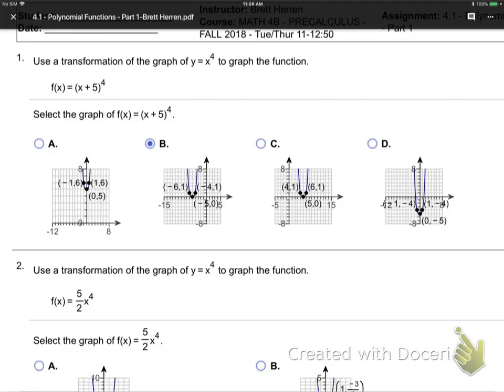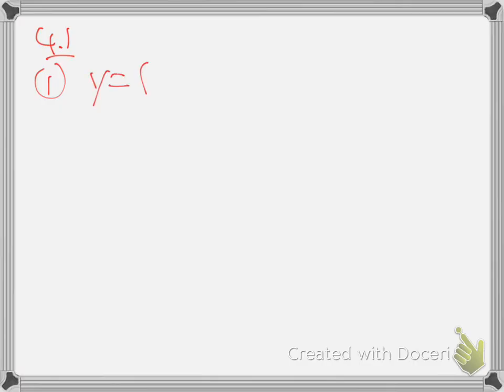Try number 1. So this is 4.1. Question number 1. Y equals (x plus 5) to the 4th power. So we're continuing with this. It's kind of the same stuff. We're continuing with the graphing, and we're saying, all right, now 4th power. We haven't done a 4th power, but I bet you could totally guess.